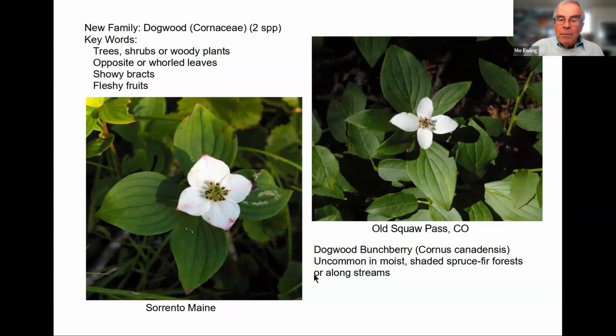And this one, this is a photo of this species in Sorrento, Maine, and then a photo of a species that I took here in Squaw Pass. And it's the same species. It's not a subspecies. It's not split that way. And again, it looks like a herbaceous plant, but it's actually woody. It's got a woody base to it.